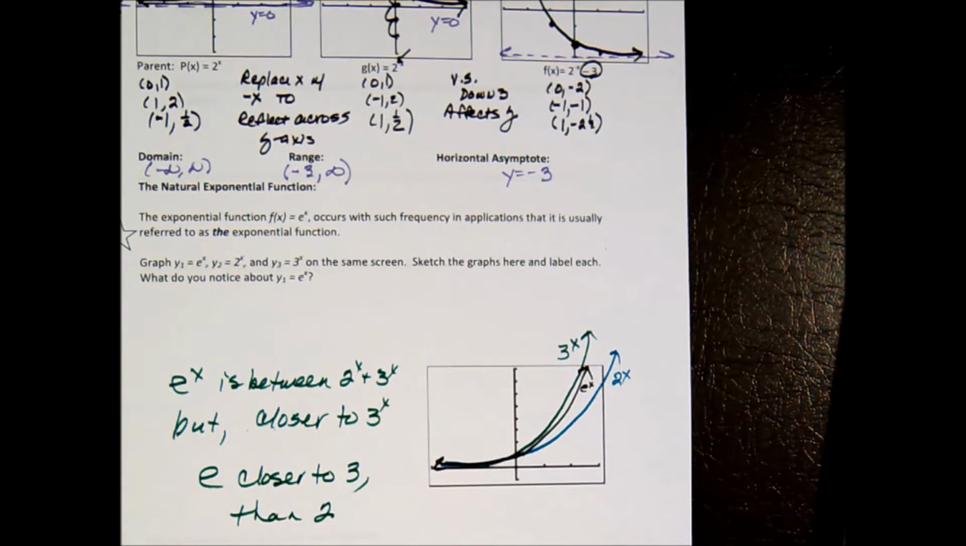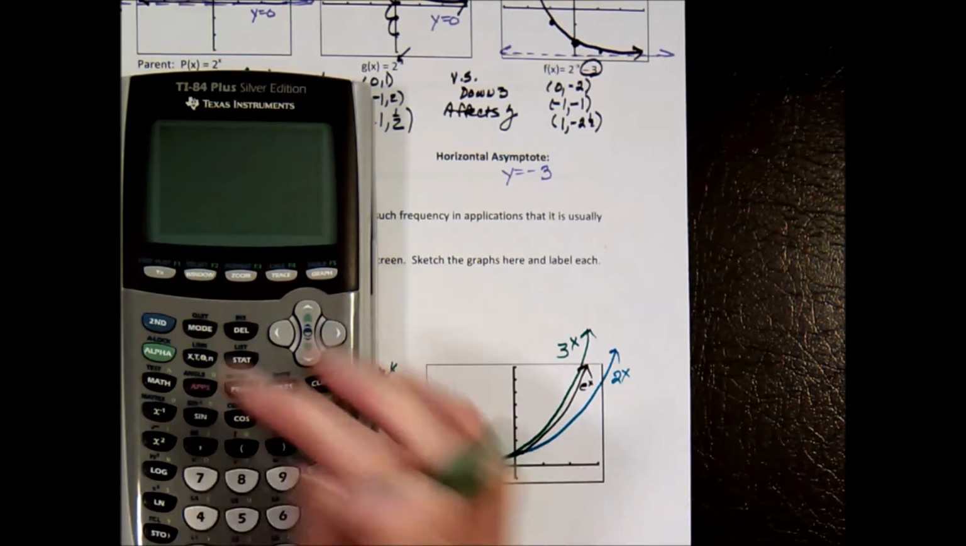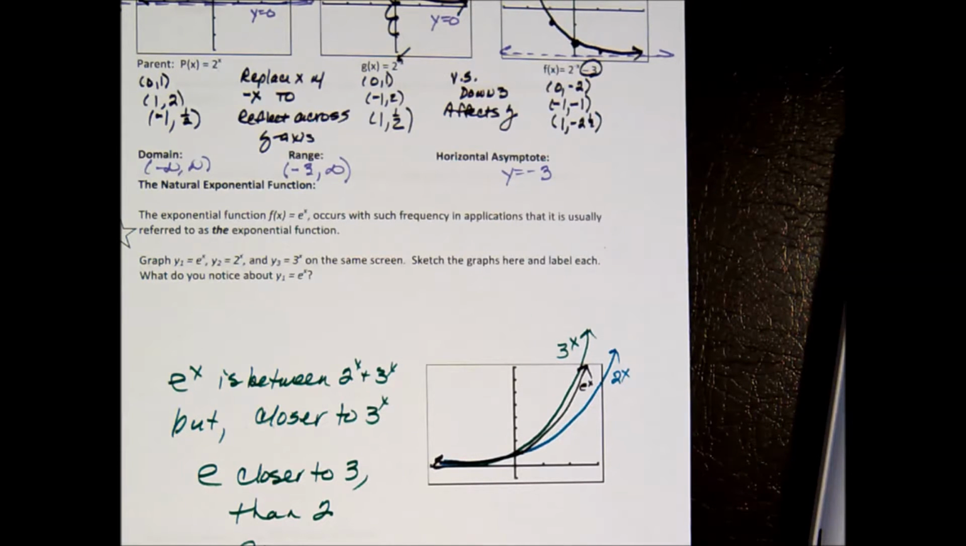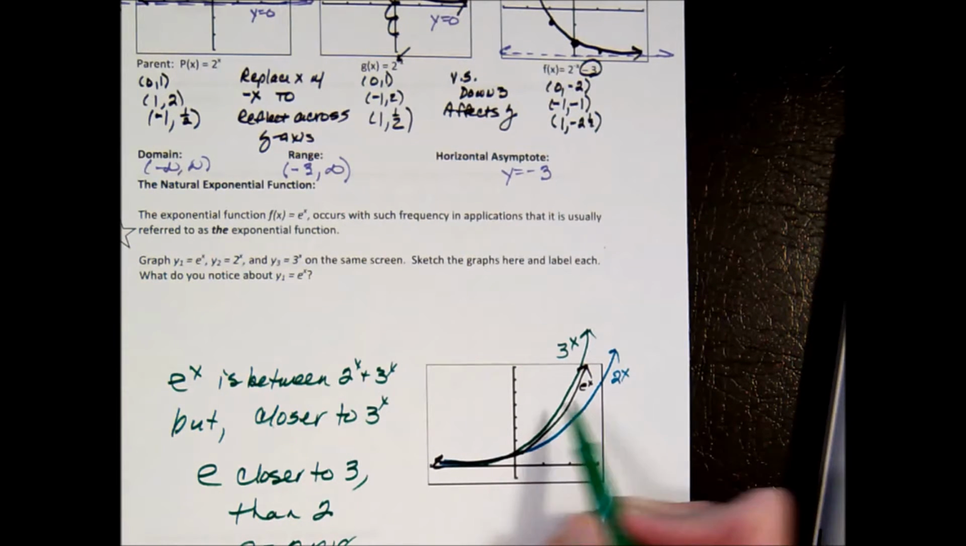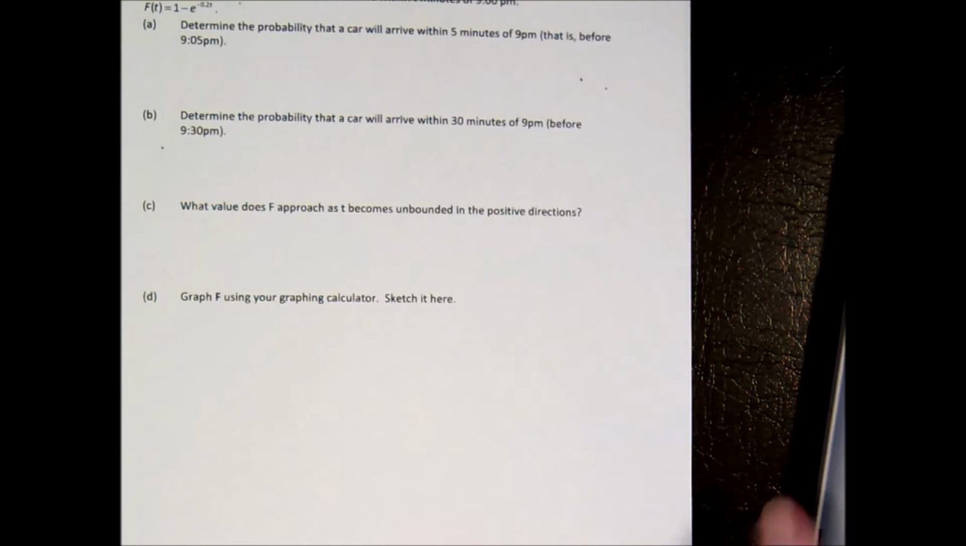And if you want to know what e actually is, go back into your calculator, type in second e to the x and put 1. And you are going to see that e is 2.718, etc., etc. So e is actually 2.718, blah, blah, blah. It keeps going. So you can see that, yes, it is closer to 3 than 2, and you can see it from your graph there on your page.